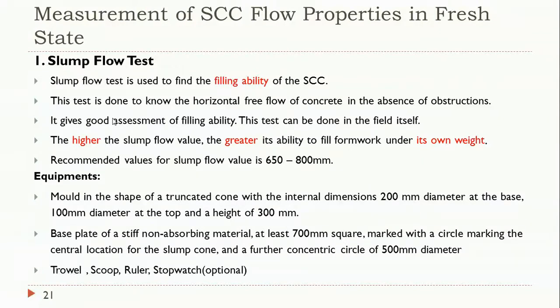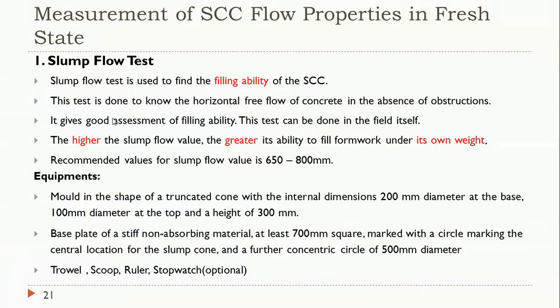we can see, for a batch of self compacting concrete, whether the flow is the same for all the batches of concrete. That we can test from this slump flow test. The recommended value for the slump flow is 650 to 800 mm. So when you measure the diameter of the flow, it should be in the range of 650 to 800 mm. The equipment is the same as what you have seen in the flow test of normal concrete.